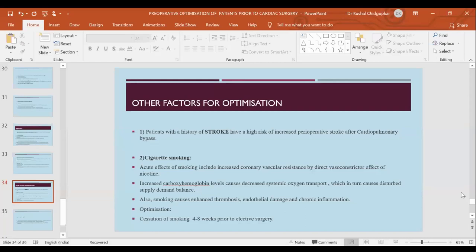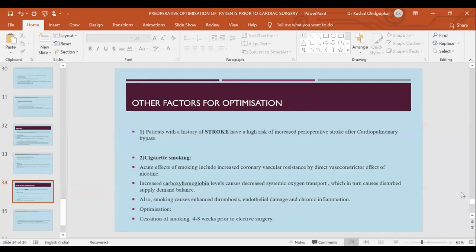The second one is cigarette smoking. Acute effects of smoking include increased coronary vascular resistance by the direct vasoconstrictive effect of nicotine, and increased carboxyhemoglobin levels, which cause decreased systemic oxygen transport, so can cause a disturbed supply-demand balance. Plus, it causes enhanced thrombosis, endothelial damage, and chronic inflammation. So optimization of this patient would be cessation of smoking 4 to 8 weeks before, but obviously it would be applicable only if the patient is posted for an elective surgery.